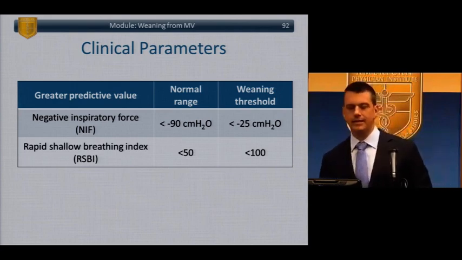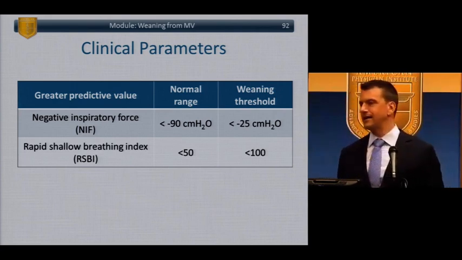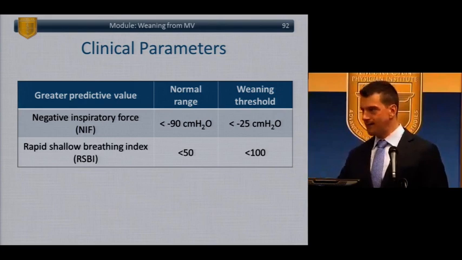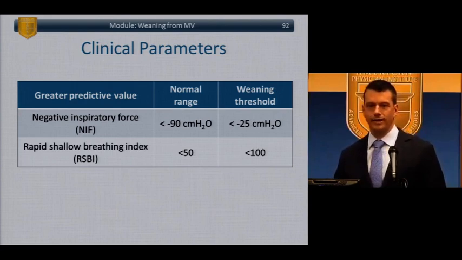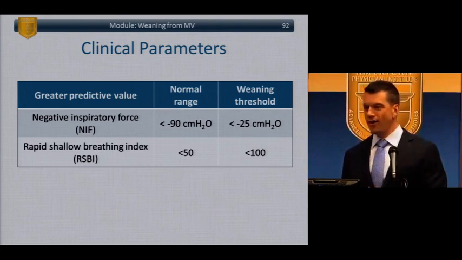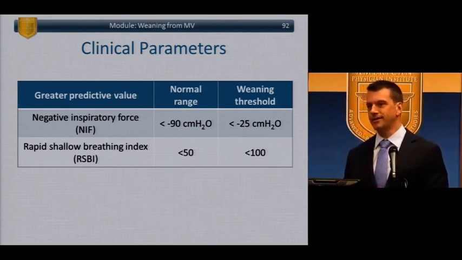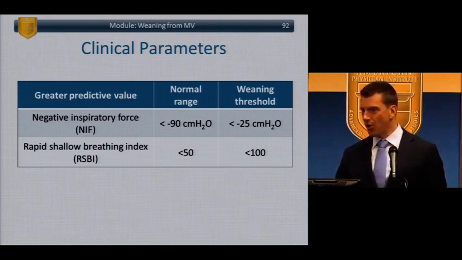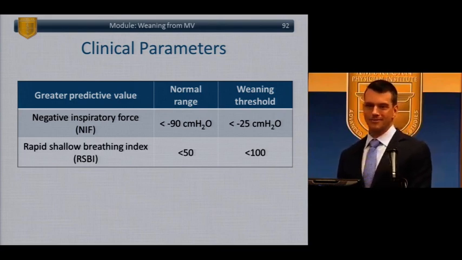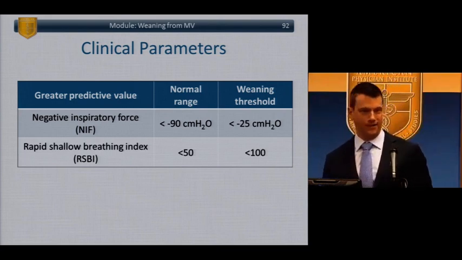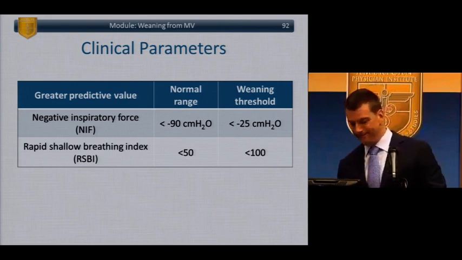Rapid shallow breathing index, which is simply, as it sounds, rapid: the respiratory rate divided by the tidal volume. So say if they're breathing 30 and it's 300 cc's, it would be 30 divided by 0.3. The index would be 100. A number greater than 100 or 105 is 70% predictive of failure. On the other end, having a normal RSBI is not as good as a positive tool, but if you're over 105, you're not going to fly, basically, for the most part.